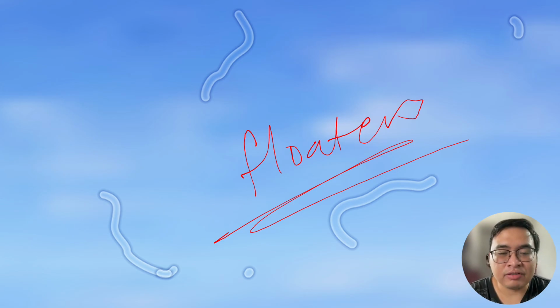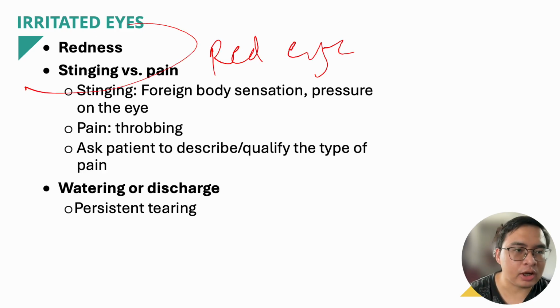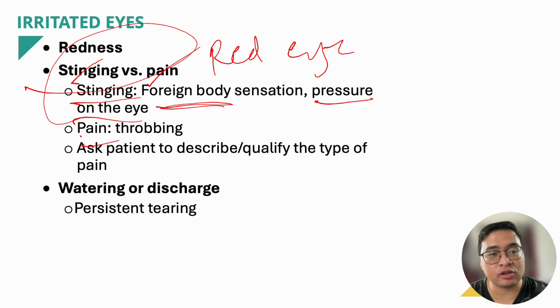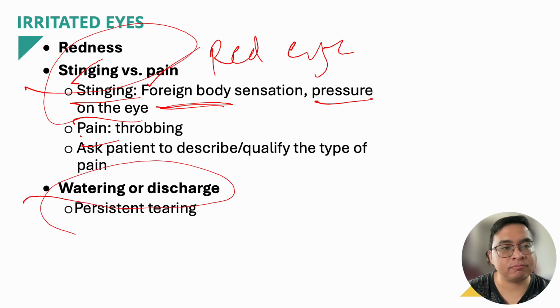Now, let's move on from complaints in vision to irritated eyes. Irritated eyes could be what we call red eye, right? Or it could be painful. Now, there is a difference between stinging versus pain. Stinging could be experienced secondary to a foreign body sensation, parang nakapupuwing, or there could be pressure on the eye. On the other hand, pain is more of a throbbing, parang pumipintig sa iyong mata. Okay? Aside from that, you could have watering or discharge, naluluha.